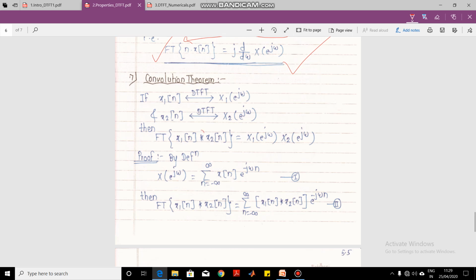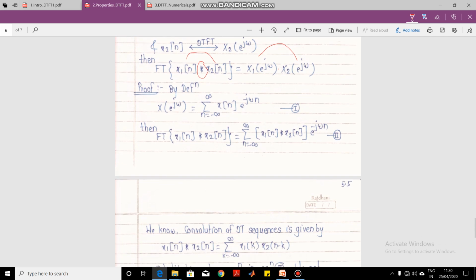So you can see the convolution symbol in the time domain: convolution of two signals in the time domain is multiplication, the dot, in the frequency domain. There is a lot of difference between convolution and multiplication operations. These operations are different. Convolution is shown by the asterisk symbol, and multiplication in signals and systems is shown by a dot. Now we can go ahead and prove this property.